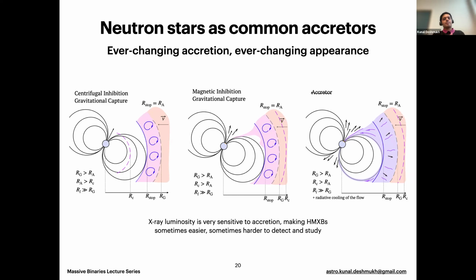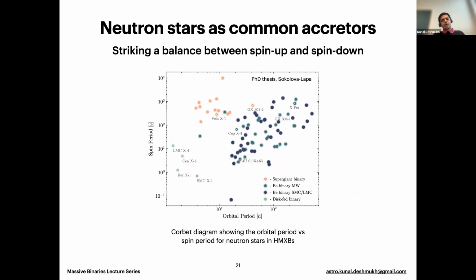But given this process where it's a bit of back and forth, where increasing accretion spins it up and then spinning it up can basically inhibit accretion and so on, you can get a quasi-equilibrium. And there is a nice way to look at how this quasi-equilibrium sits in this plot. On the x-axis here we see the orbital period, and on the y-axis we have the spin period, and we have different types of high mass X-ray binaries with neutron star companions sitting on this plot.